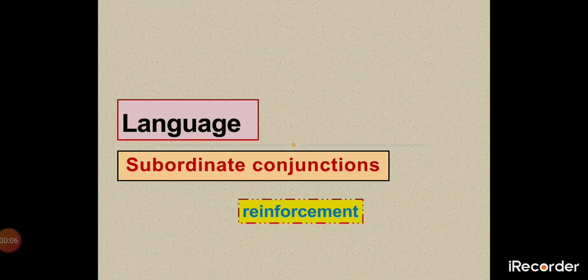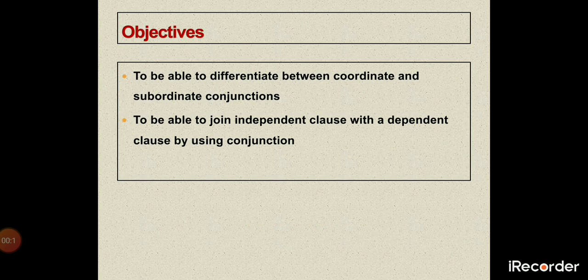Today we are going to do our language work and it is the sequel of our previous work. Previously we are done with coordinate conjunctions and today we are going to do subordinate conjunctions. These are the learning objectives for today's lesson: to be able to differentiate between coordinate and subordinate conjunctions, and to be able to join an independent clause with a dependent clause by using subordinate conjunctions.